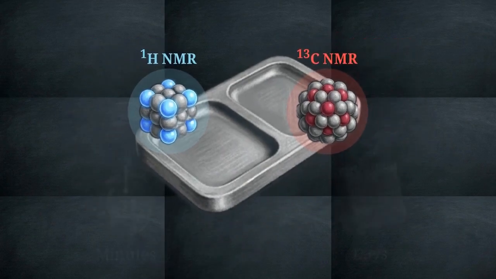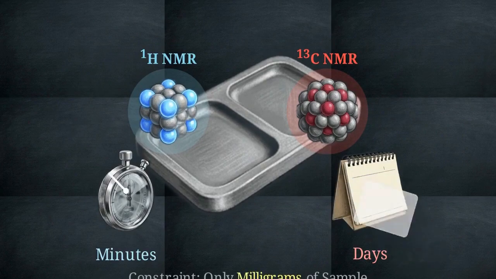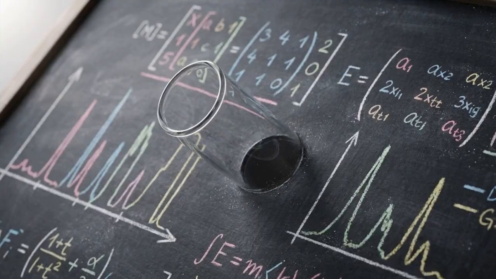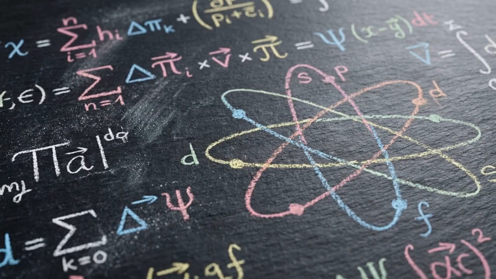But you face two constraints. NMR machine time is highly expensive, and you only have milligrams of sample. Selecting the right scan involves balancing your available machine time against the specific structural data you need to extract from a sample. Both techniques operate on the exact same principles of quantum mechanics.